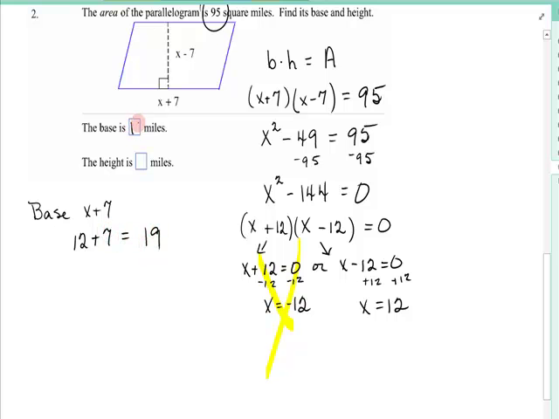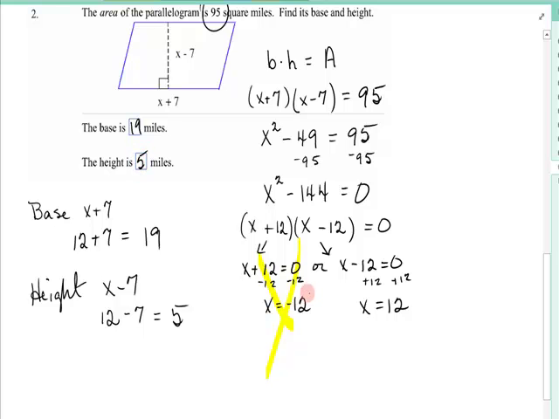The base is 19. The height, I'm not going to use the negative 12 because it messed up with the base. I don't have to go any further with it. All right, the height is x minus 7. So it's 12 from right here minus 7, which is 5.